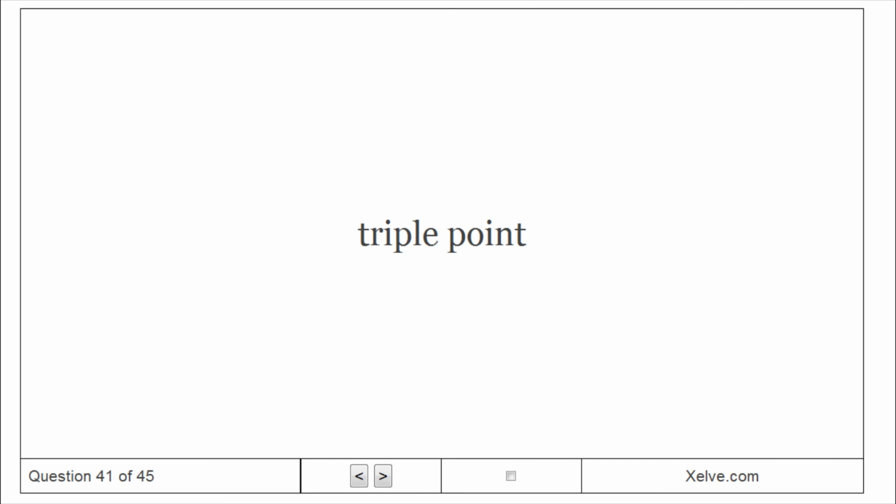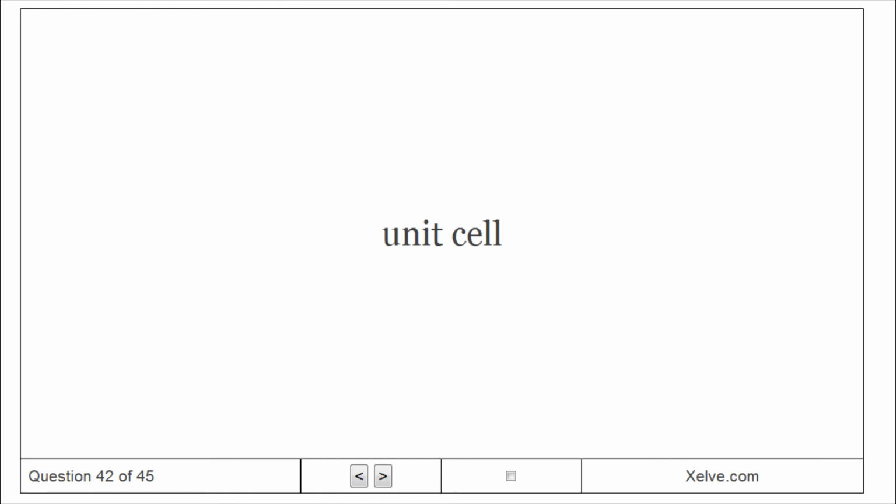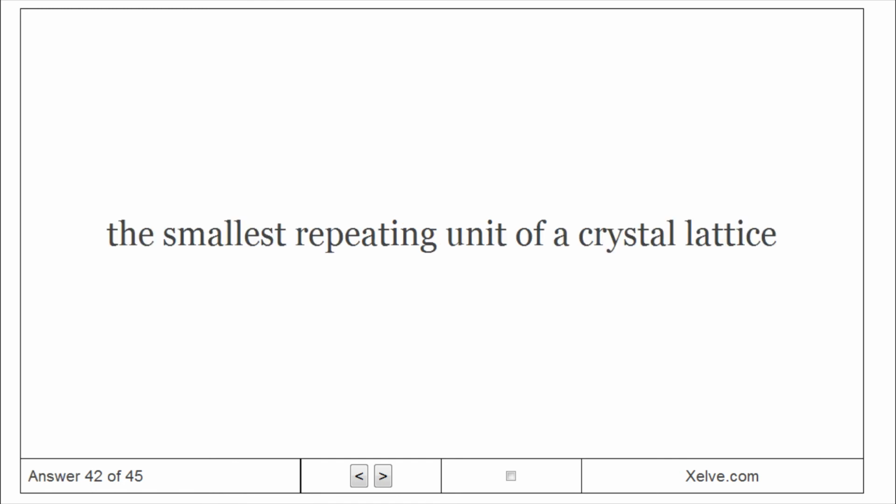Triple point. The one combination of temperature and pressure where the solid, liquid and gaseous phases of a material are all in equilibrium with each other. Unit cell. The smallest repeating unit of a crystal lattice.